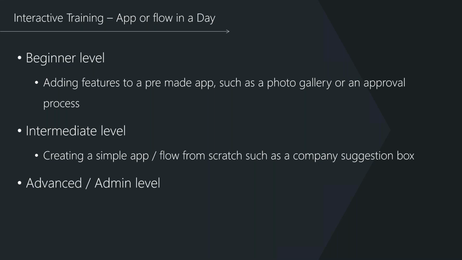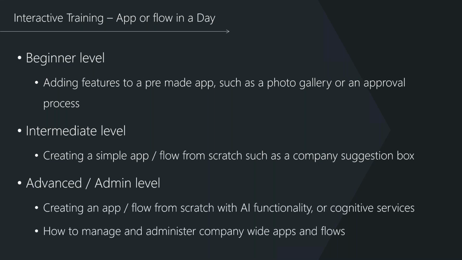And finally, at the advanced and admin level, this could be like creating an app or a flow from scratch with some of that artificial intelligence functionality, like the form processor or the cognitive services, which is what we used to detect that my image had a glass in. So that was the computer vision API. There's a lot of other things as well. There's language and translation and things like that. So there's so many tools that you can use. And I would really recommend you check out the cognitive services as well, to see what's actually available there. And you might see that it will really benefit you in some way.